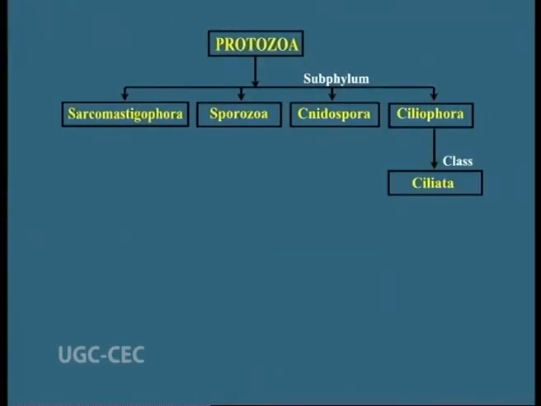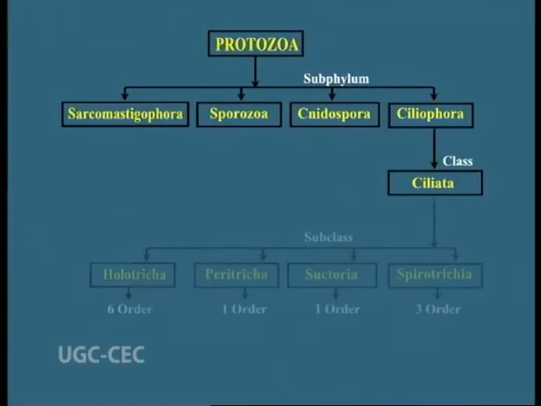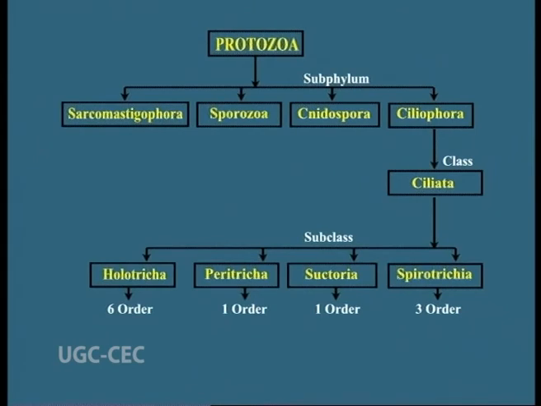Anal aperture present. 2 types of nuclei, one vegetative, that is a macronucleus, and the other reproductive, which is a micronucleus. Contractile vacuoles present. Class Ciliata is classified into 4 subclasses. They are Holotricha, Peritricha, Suctorida and Spirotricha.